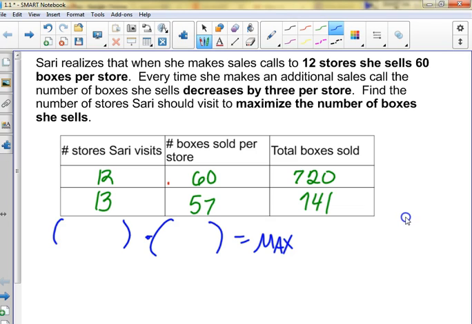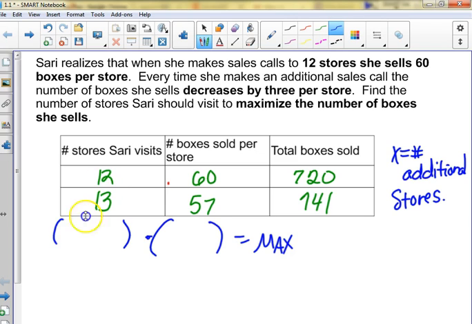What are we going to use x to represent? Anybody remember? Yes, number of additional stores that she goes to, or just number of changes we're going to make. We don't want to call it just the number of stores because we already know we're starting somewhere.